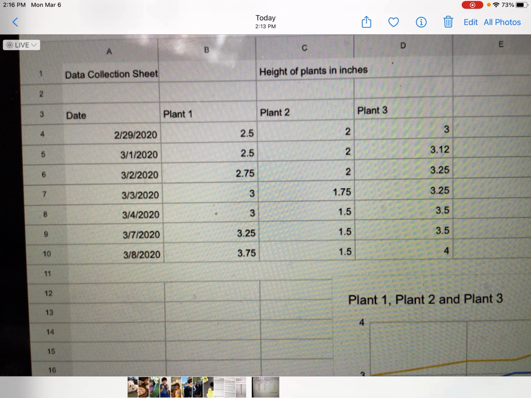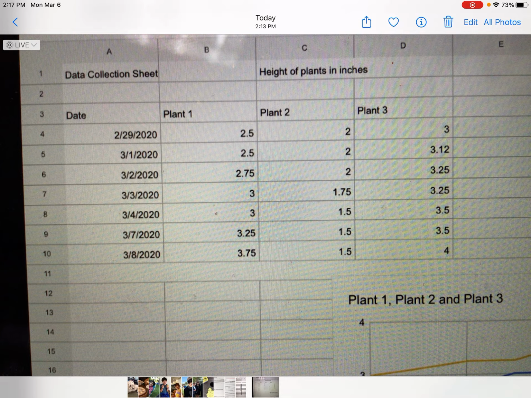But as you see on the left, they put a date. They put plant 1, and they had measured it with a ruler. They put 2.5 for the number of inches. Plant 2 was 2 inches, and plant 3 was 3 inches. Okay, and then as each day progressed, they put in the height. If I was doing plants, I would probably do 2 or 3 days in between each measurement.